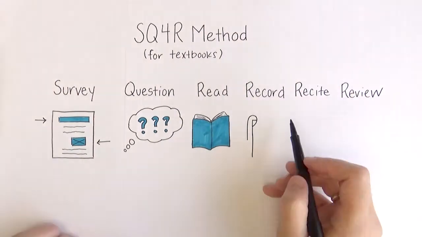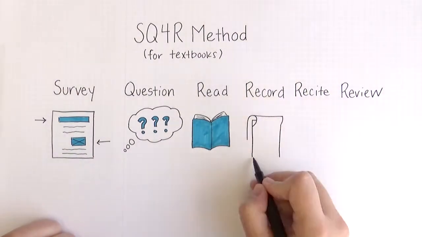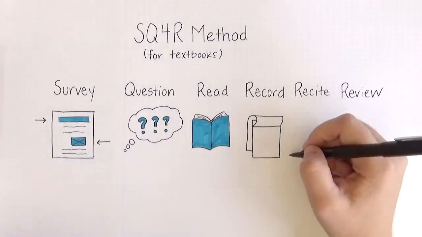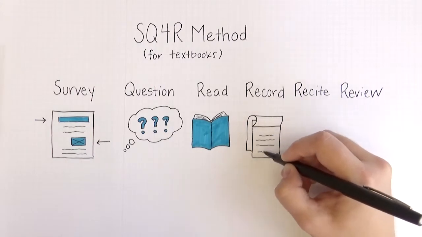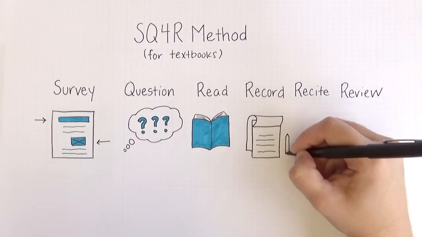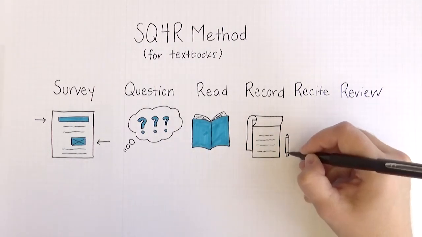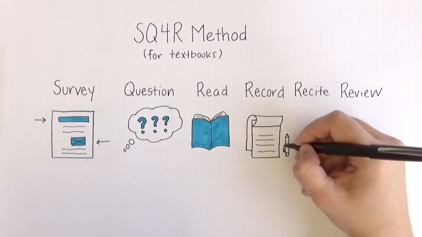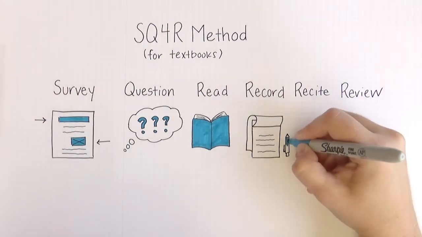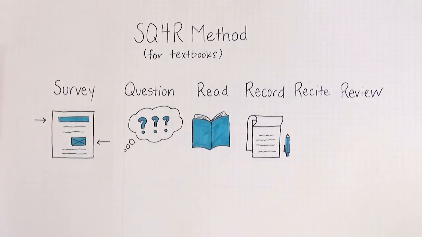The second R is to record. Taking notes after reading will help with your understanding and retention of the material. You can annotate in the margins, underline important points, answer the questions you created, or place short summaries on post-it notes throughout the chapter in your own words.